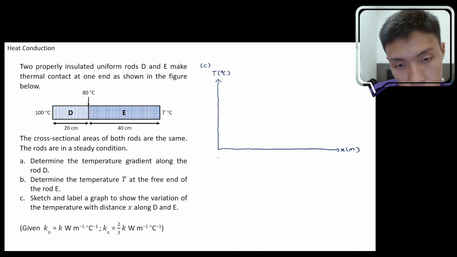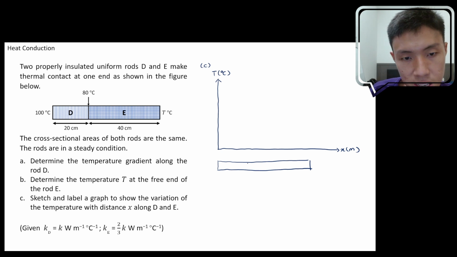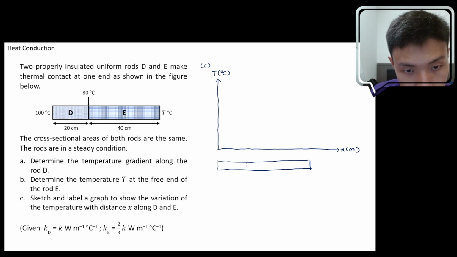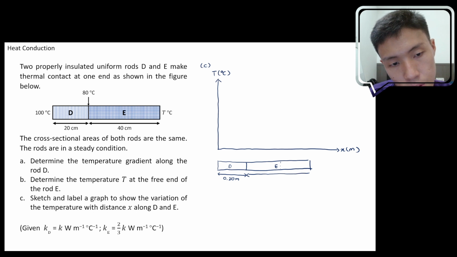Your rod here, you can label this D, this E. This is a composite rod of D and E. Let's split it in three parts, so D will be around here, E will be around here. Note that the length over here is 0.2 meter, then the length over here is 0.4 meter.